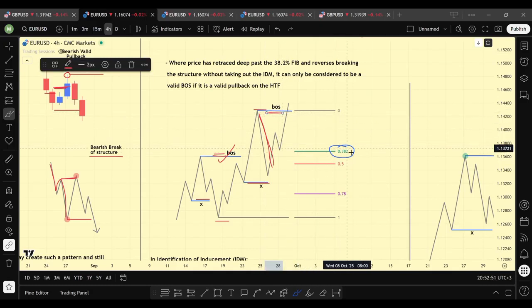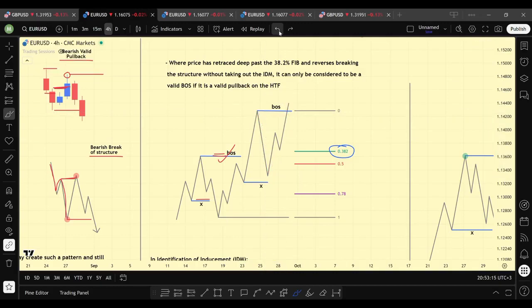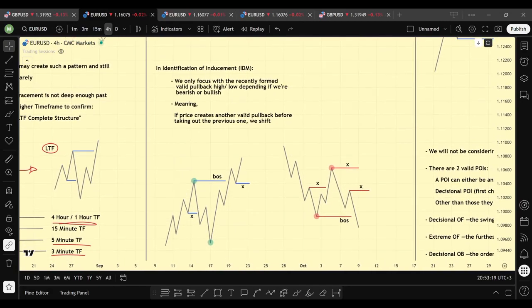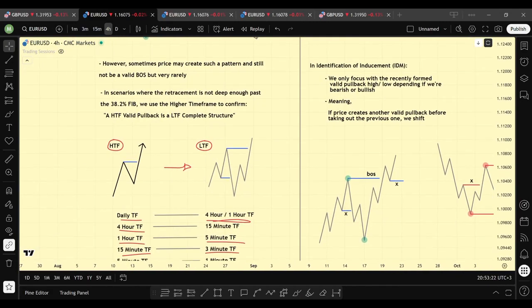That's why we will be using the higher time frame. I say that a higher time frame valid pullback is a lower time frame complete structure. So if this move is a valid pullback on a higher time frame, then this one here will be confirmed to be a valid break of structure. That's very important, especially in doing market structure.